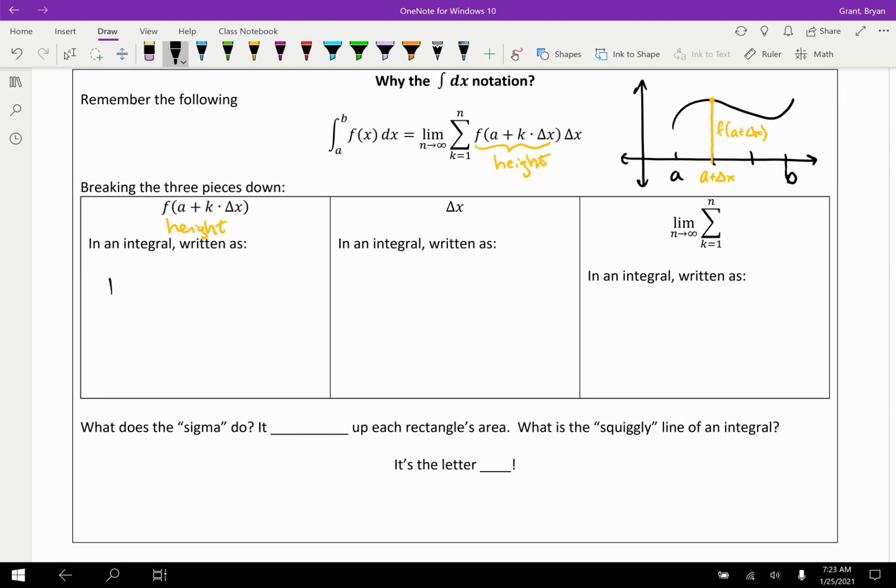In an integral, and I'm just going to rewrite that same integral a couple times, okay, it is written as f of x. It's the same thing in an integral. F of something, this is f of an x value.